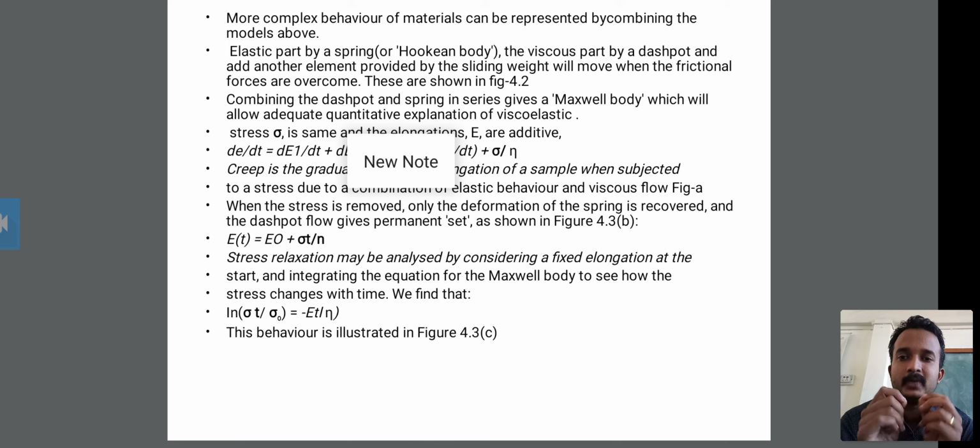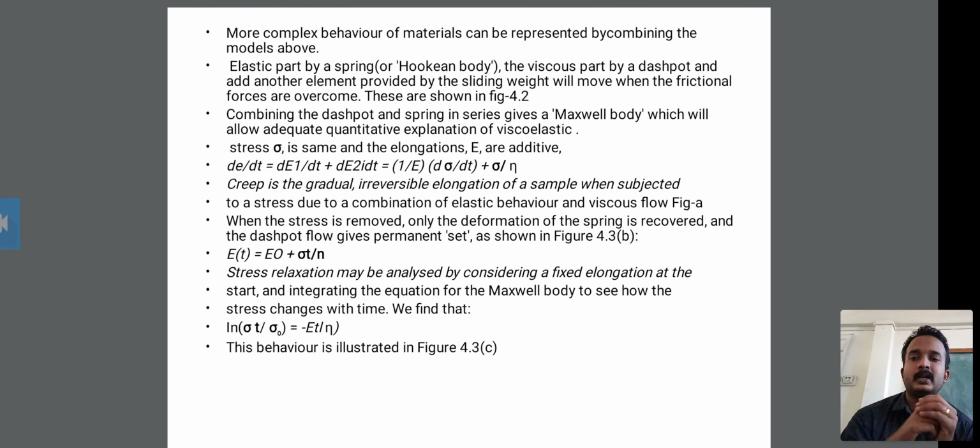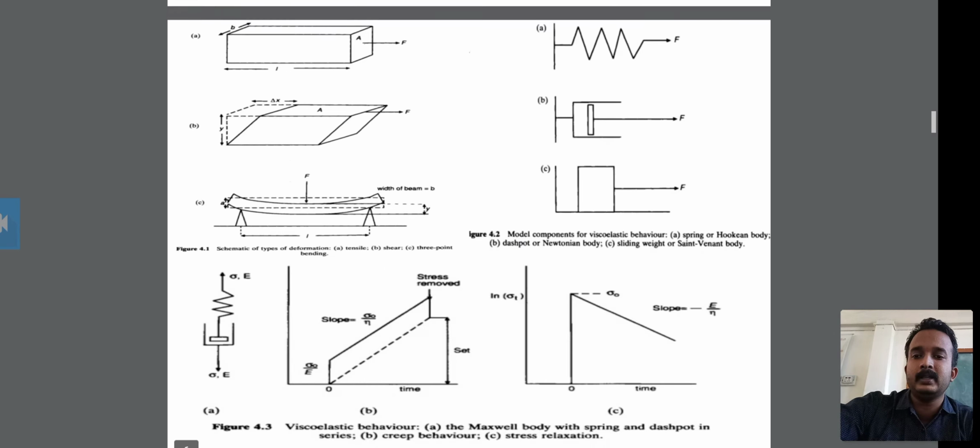Okay, the viscous part by the dashpot and another element provided by the sliding weight will move when the frictional forces are overcome. So here the frictional force is formed because of the dashpot of the viscous part and the other element provided by the sliding weight, which together create the frictional force. So that frictional force is overcome. Okay, and this is shown in the 4.2 diagram. Okay, look at this 4.2 diagram.